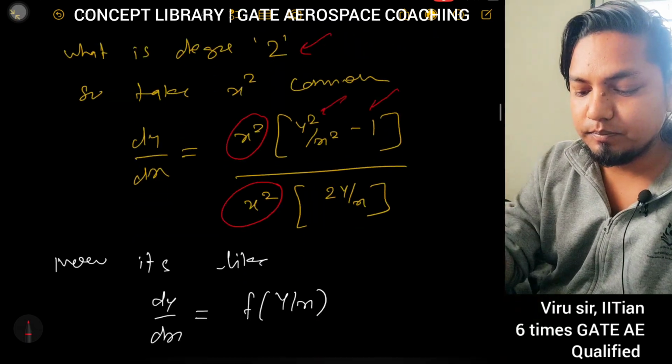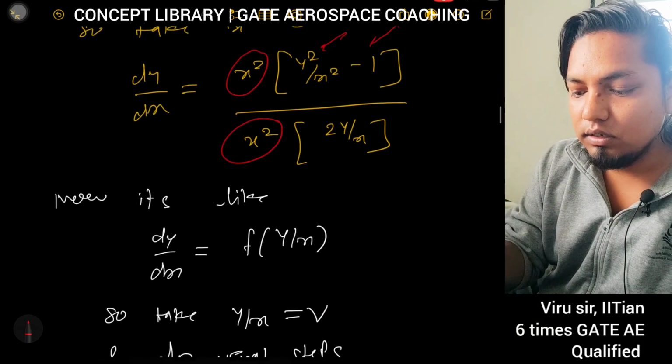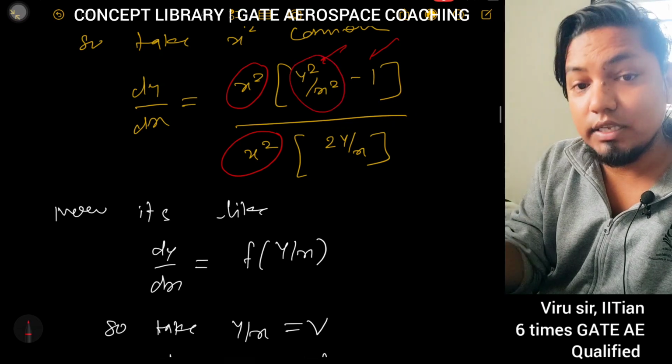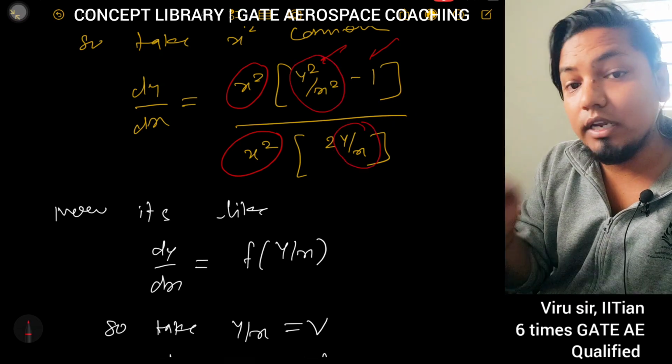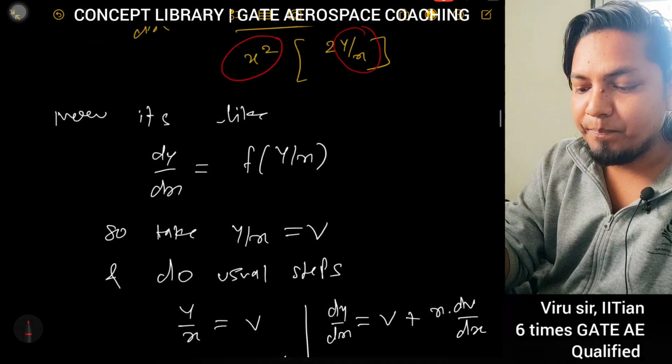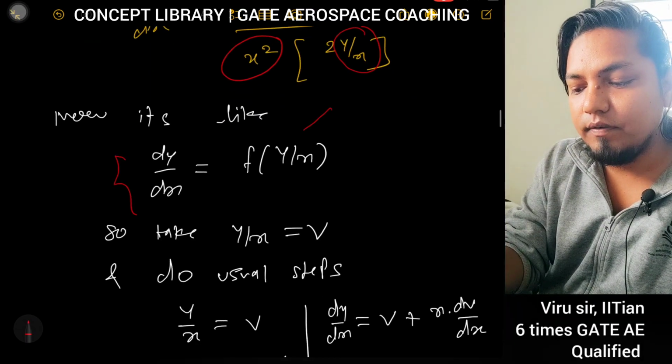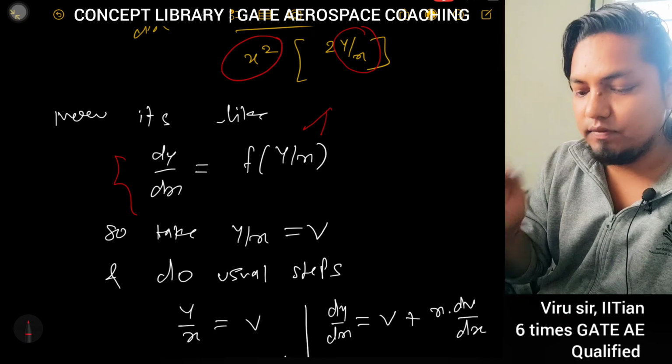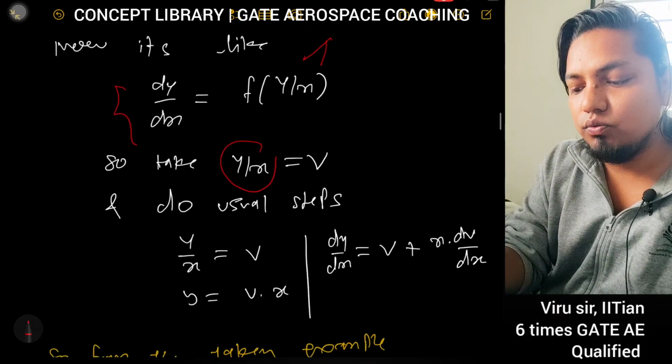Now here you have y by x square, and here also you have y by x square. It means the function became a function of y by x throughout. So now dy by dx is actually behaving like a function of y by x. That is fine. Now take y by x is equal to v.